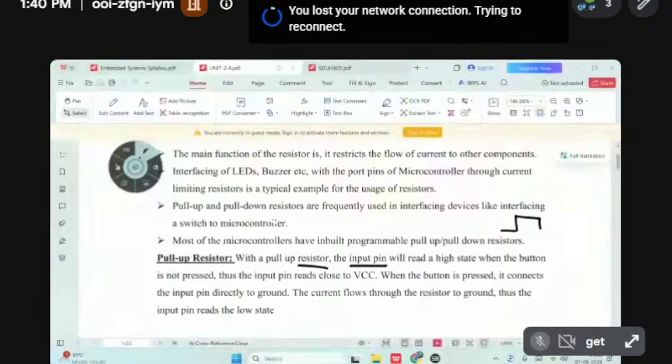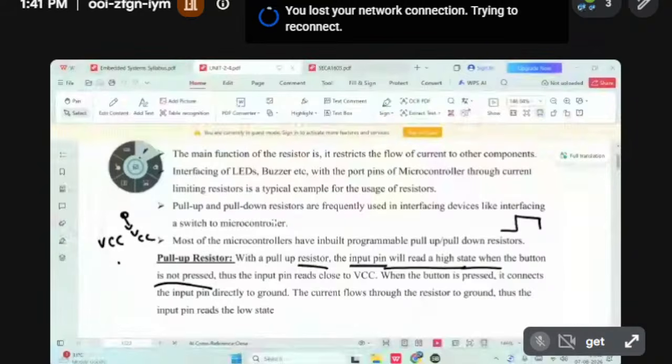So whenever the button is pressed, I can have the VCC signal. Suppose we have one pin. Whenever the pin is pressed, automatically it should be connected to the ground. So there is no flow of electrons. Whatever power we have should be supplied only to the VCC.